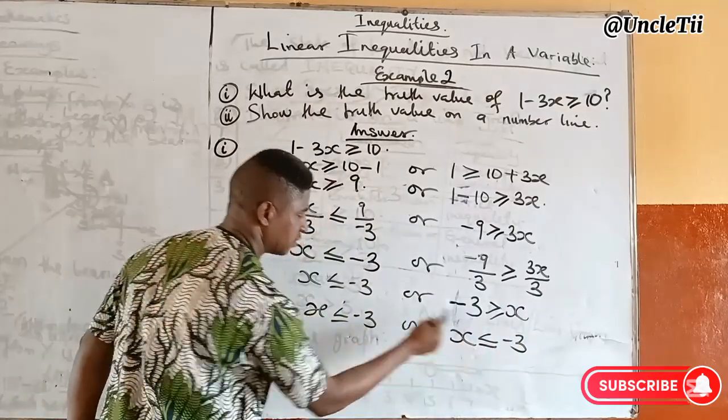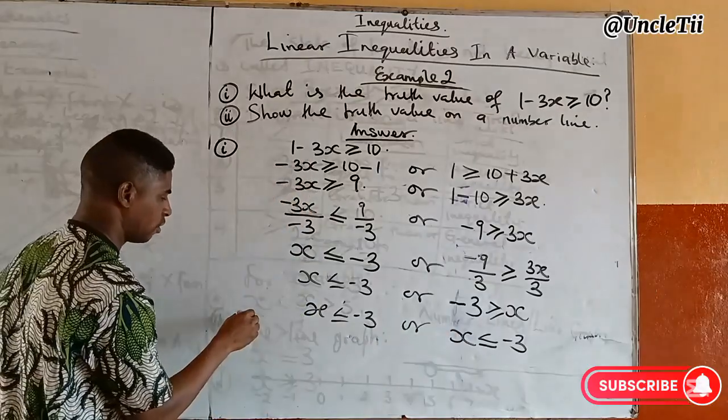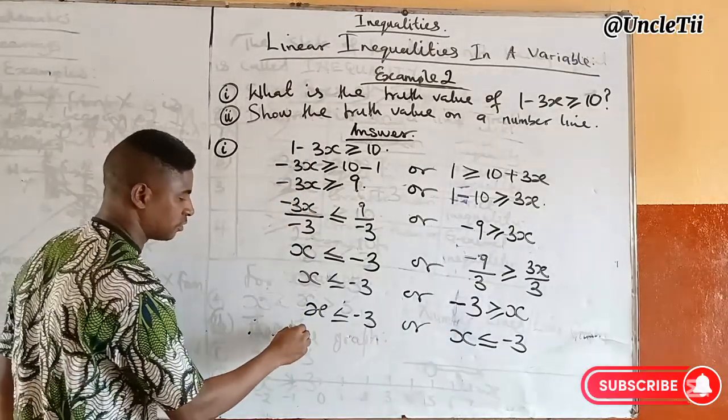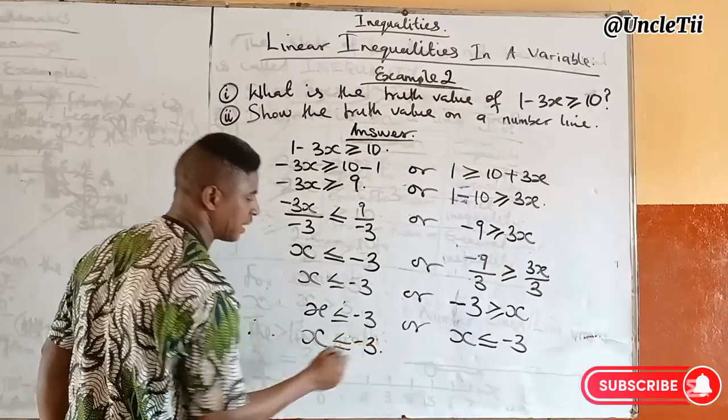By comparison, you now see that both answers are the same. What therefore is our truth value? Our truth value is s less than or equal to minus 3.